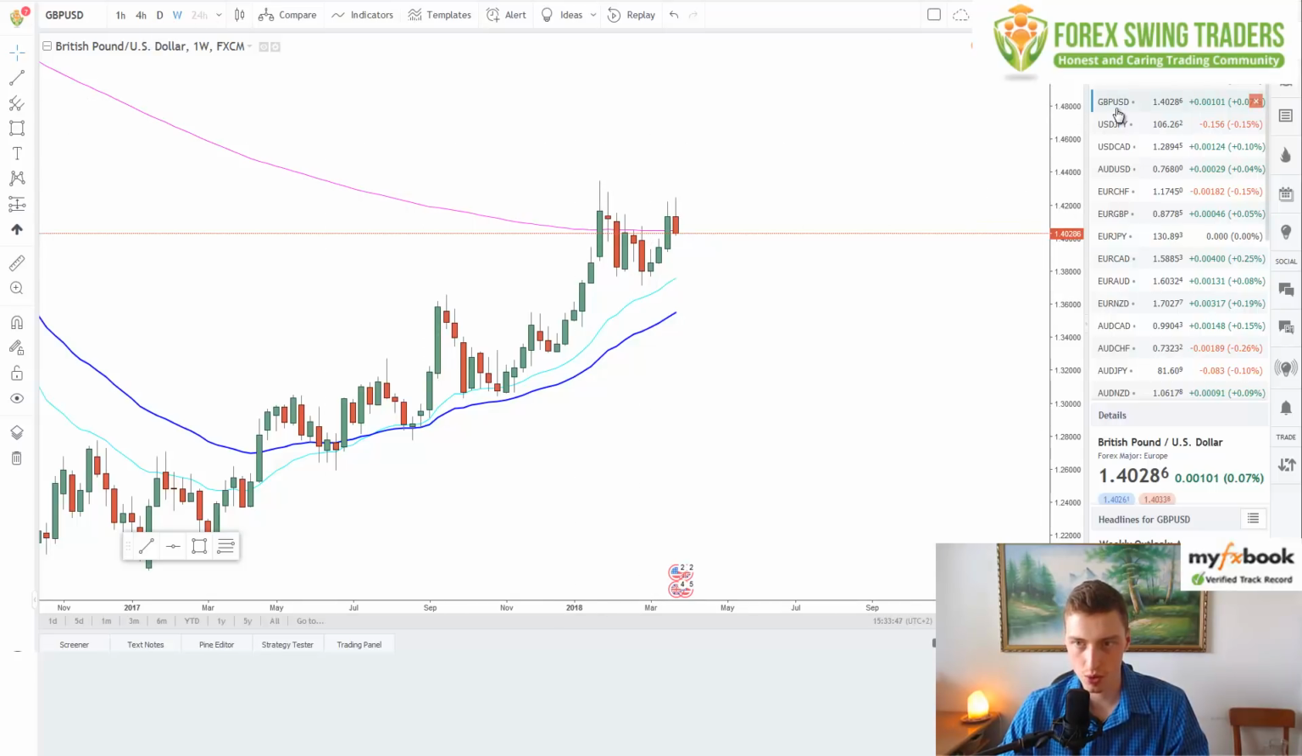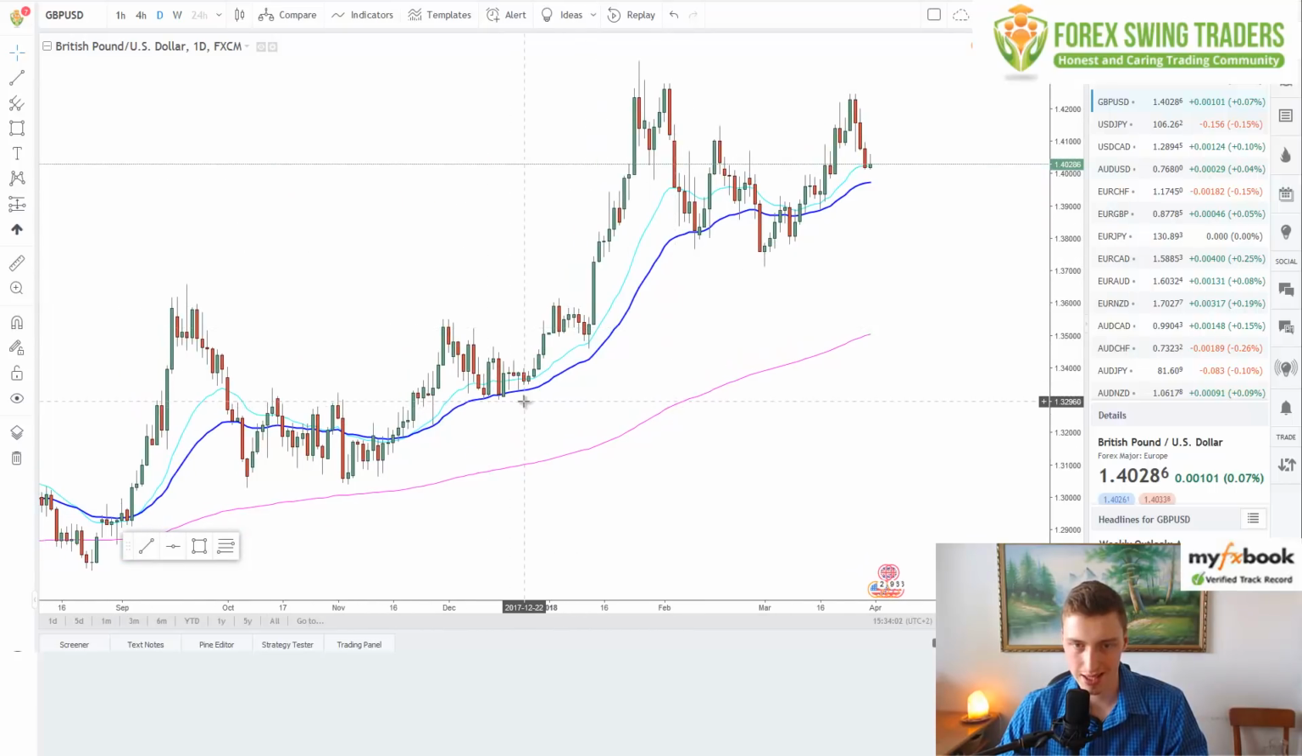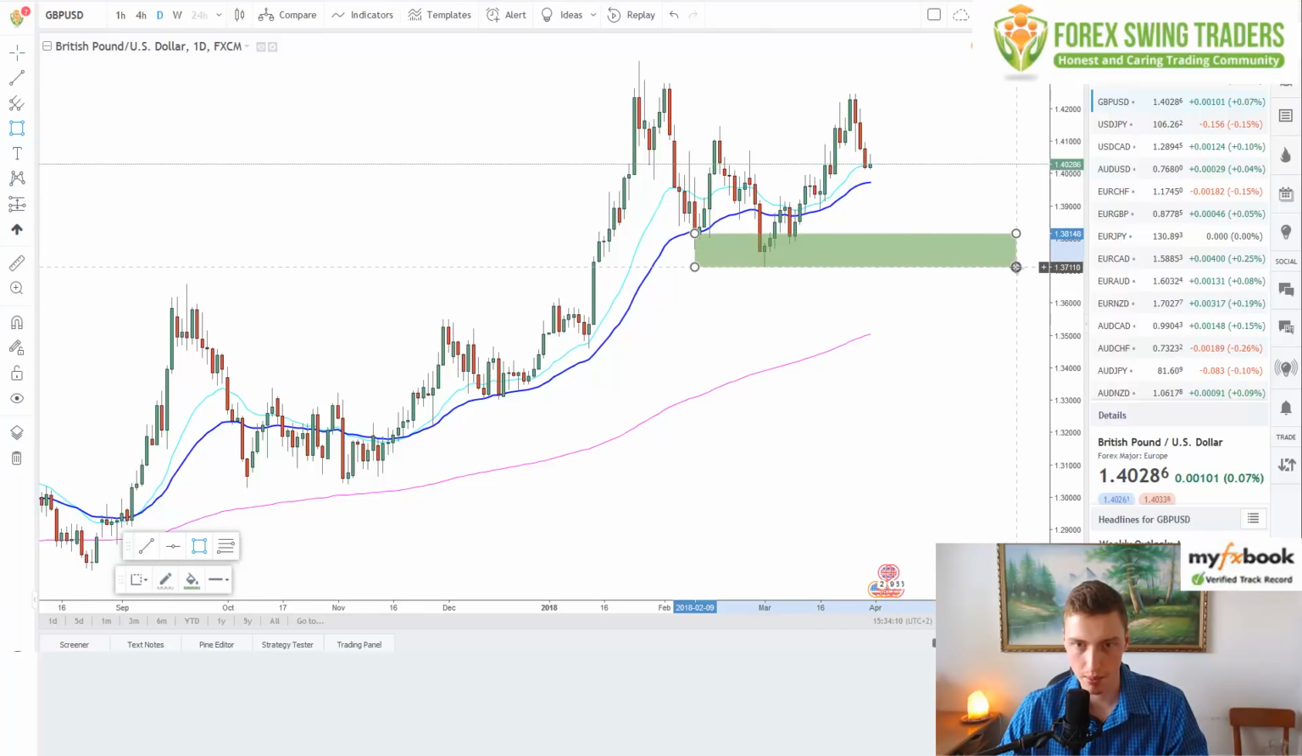Again, pound dollar is also somehow correlated to euro dollar positively. That means when the euro dollar moves to the upside, pound dollar should also move in the same direction, right? On a weekly time frame, there's nothing major going on, but on a daily time frame, we can see that price is somehow consolidating between these areas. So if you're interested in buying pound dollar, this is the area to look for.